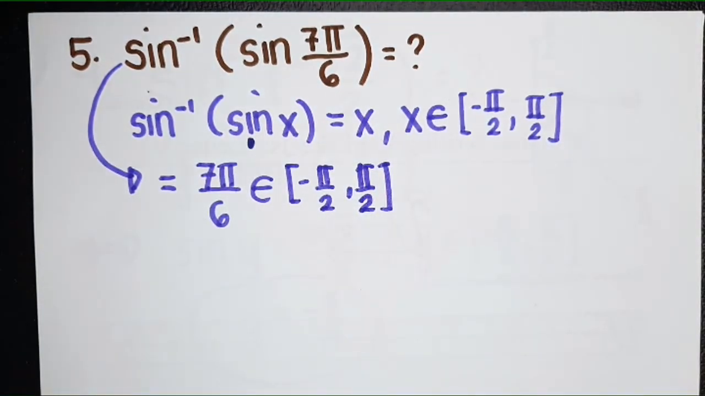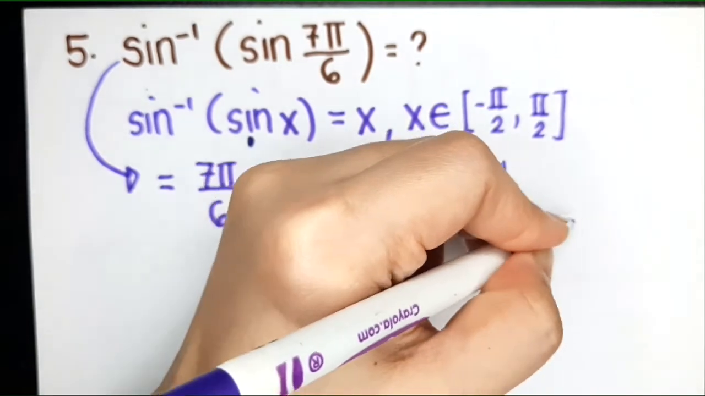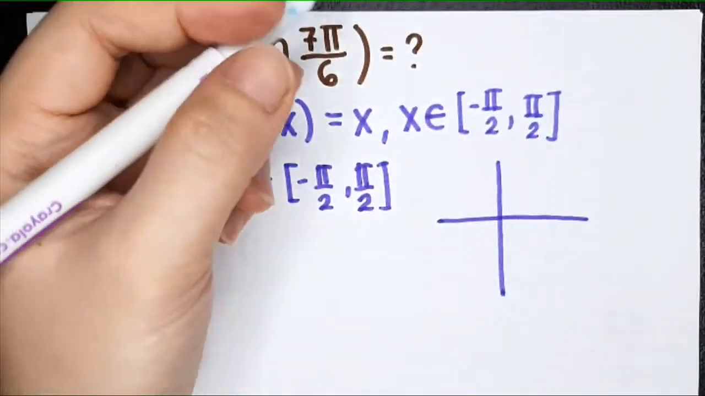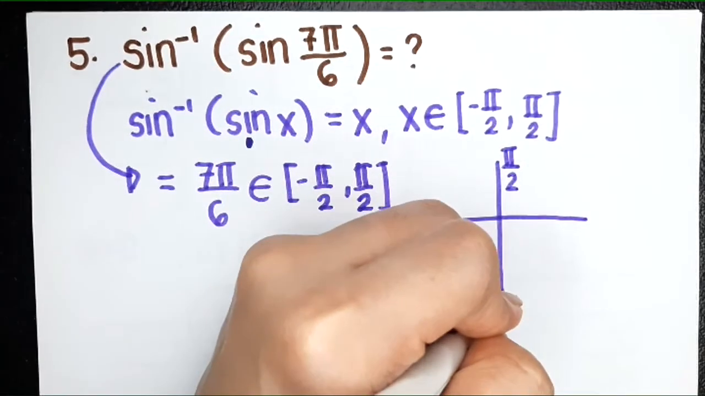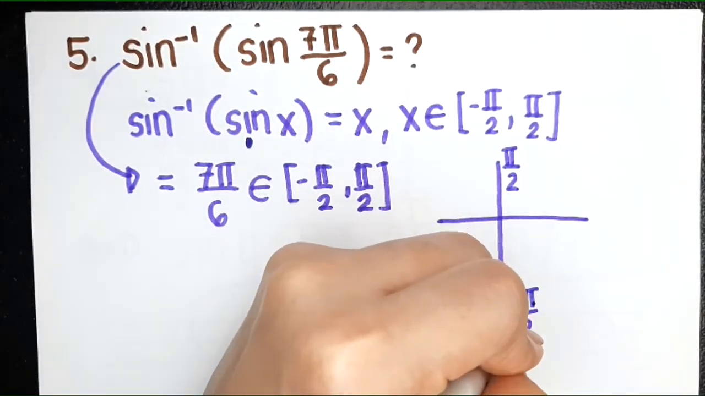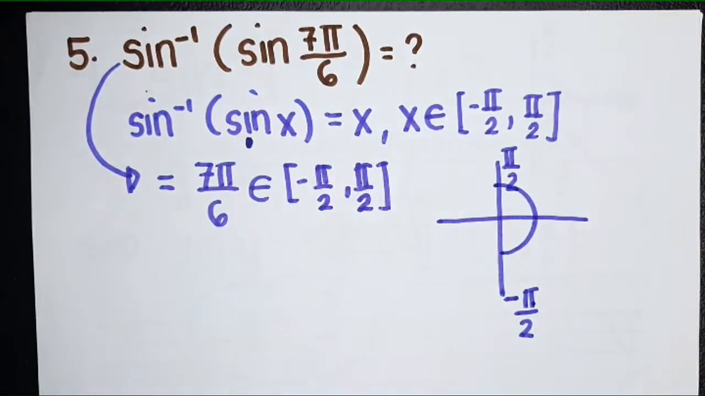Tama kaya yan? Okay. Pwede nyo namang i-recall ito. Okay? Andito yung pi over 2. Okay? Andito yung negative pi over 2. So, ito yung focus ninyo. Nasaan ba yung 7 pi over 6? So, dapat kabisado ninyo yung family nung pi over 6. So, I'm going to teach you how again.